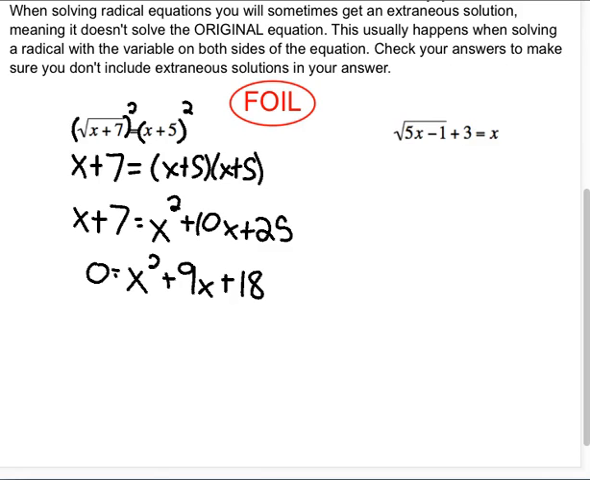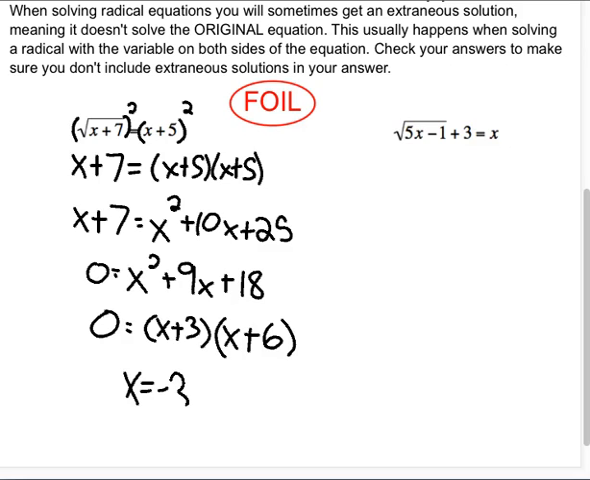So remember, that's the goal for quadratics, to get everything to one side, and now what you have left should be able to be factored. So when I look at this, 3 and 6 multiply to 18 while adding to 9. So what that's telling me is I have 2 solutions of negative 3 and negative 6. However, we need to be careful, okay?